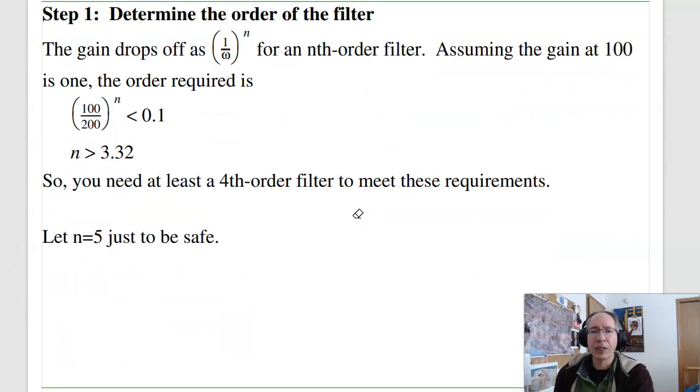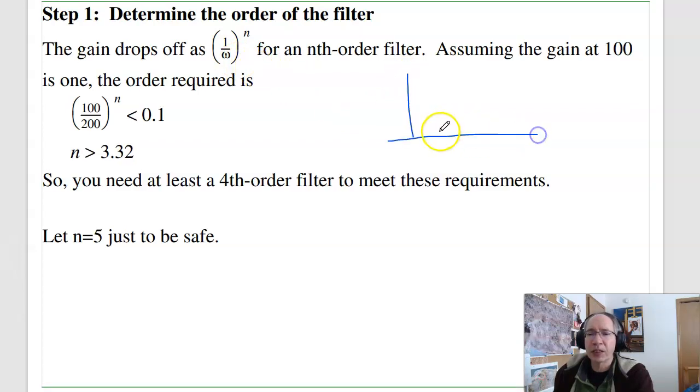The first step is to determine how many poles you need in your filter. If I have a single pole, the gain versus frequency drops off as 1 over omega. If I have n poles, it drops off as 1 over omega to the n. So what I need is at 100, the gain is at least 0.9. At 200, the gain is at most 0.1. So let's just call this 1, nominally what the gain is. Gain drops off. If I have a single pole, the gain is going to drop off by half as we go from 100 to 200, 2 poles a half squared, 3 poles a half cubed.